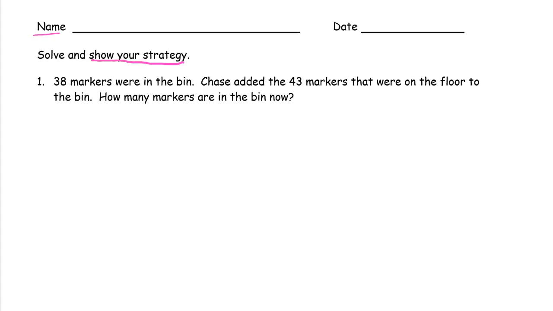So 38 markers were in the bin. Chase added, and I could just draw a bin. Here's a bin. And there's 38 markers here. Chase added the 43 that were on the floor. So we had some markers here in a pile on the floor. 43, not 44. And he put them in the bin. How many markers are in the bin now? So there's my math picture.